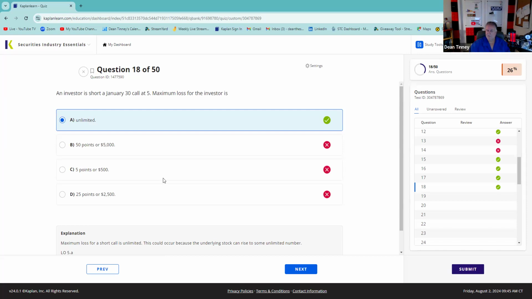This is just foolish. Why would you do this for $500? Why not do a covered call? Why not do a credit call spread? The point is there's a way to take that money without taking all the risk.